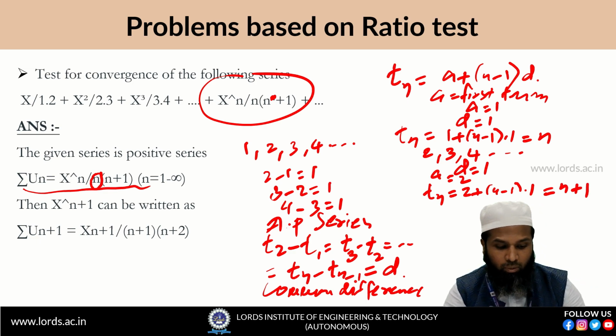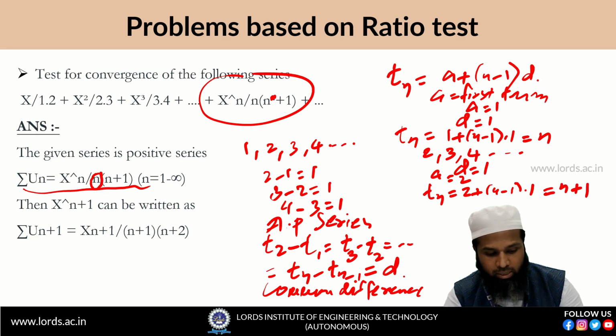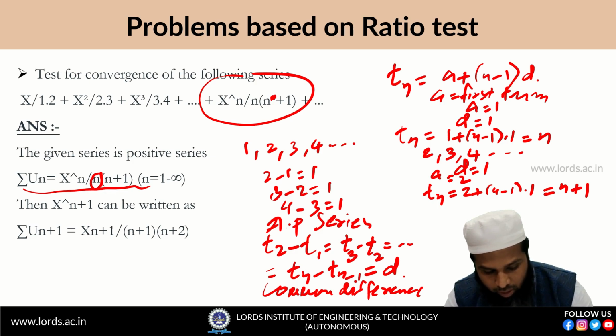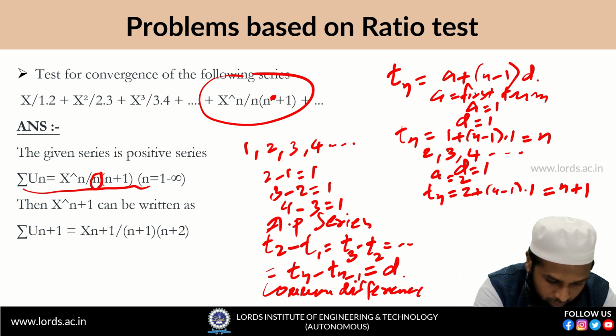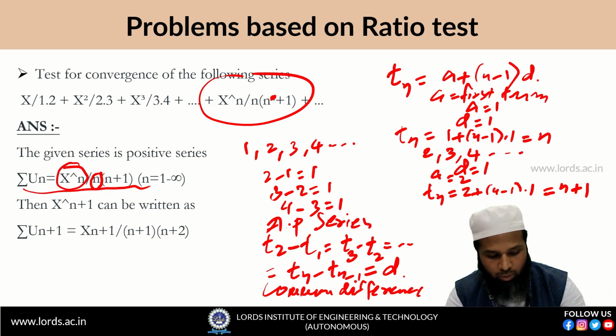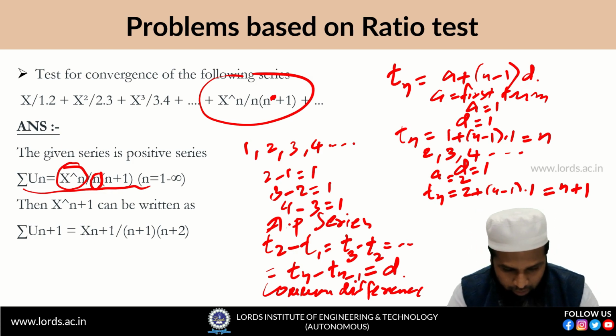So by seeing this behavior, x plus x square by 1 into 2 plus x cube by 2 into 3 and so on, if you see the power of x, that is nothing but 1, 2, 3 and so on. That's why, just now we have seen the nth term is nothing but n. So we are writing this as x power n divided by n into n plus 1. So this is nothing but the nth term of the series.